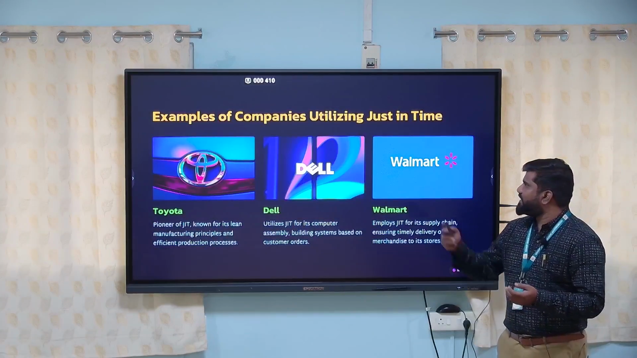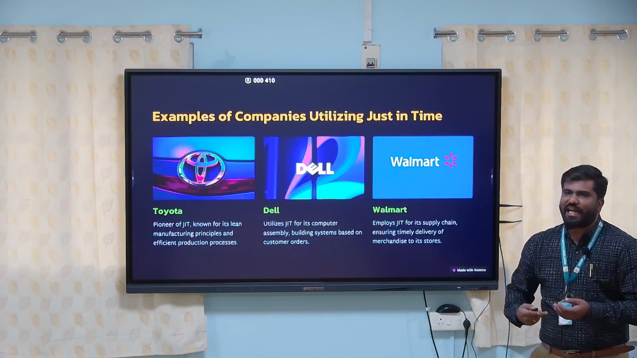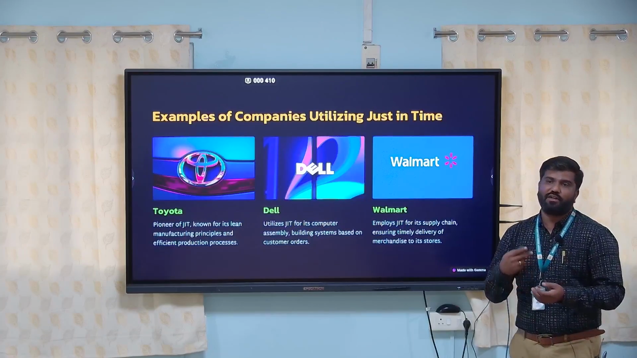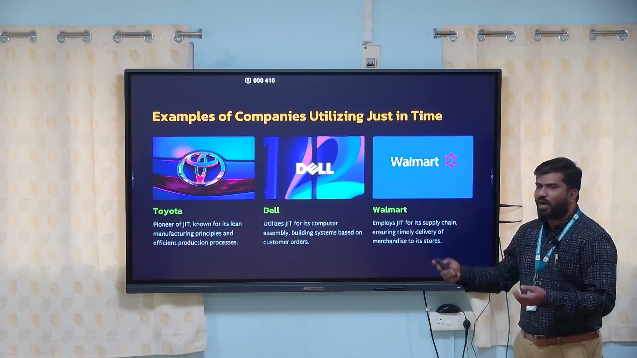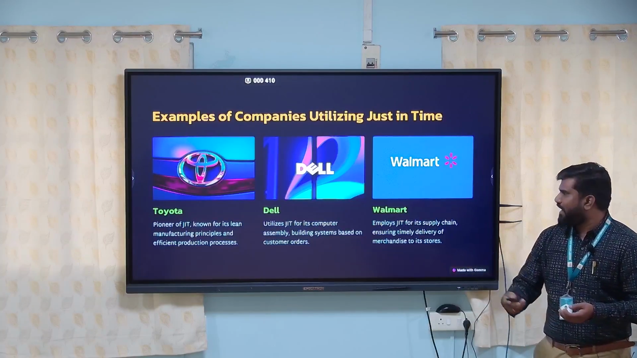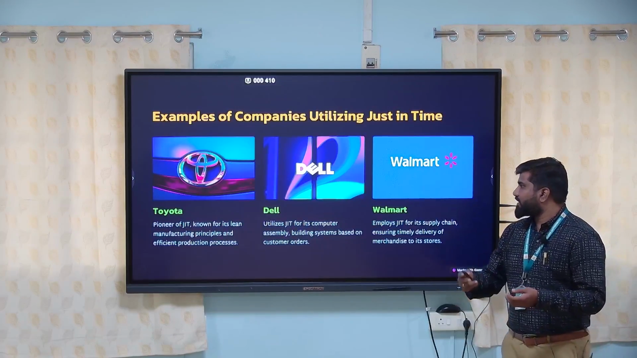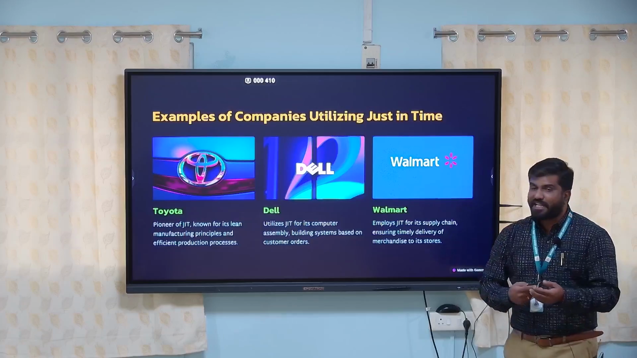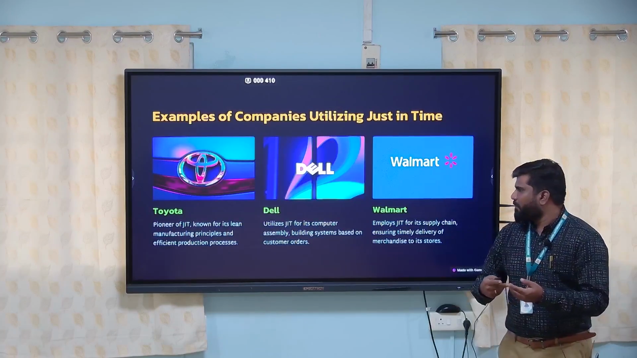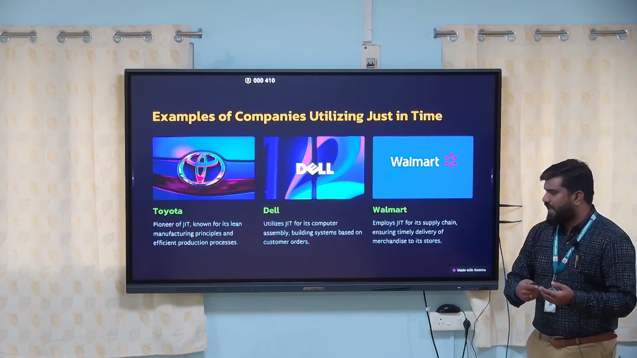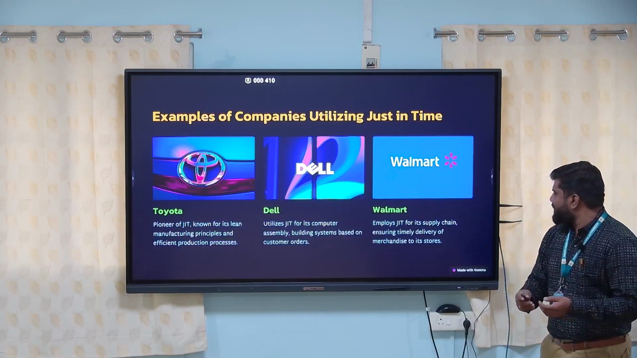These are some examples of companies which have taken up just in time for their production units and been successful in the market. One, Toyota, then Dell, then Walmart. Toyota took it for lean manufacturing principles and an effective production process. Dell utilizes it for its computer assembly, building systems based on customers' orders. Whenever customers order something, they start building the system for them. Then Walmart uses it for its supply chain, ensuring timely delivery of merchandise to its stores.